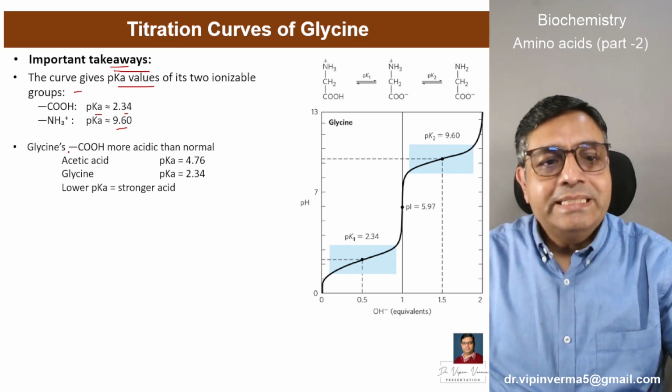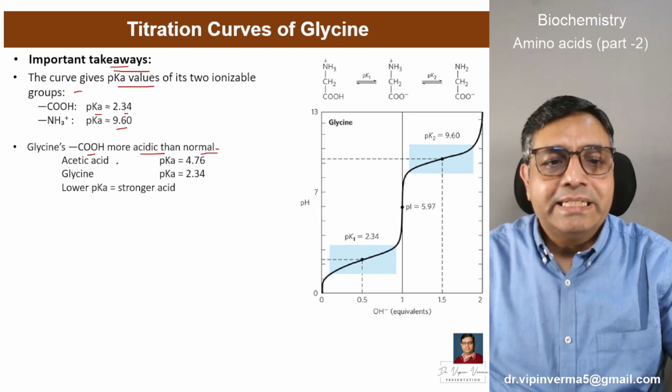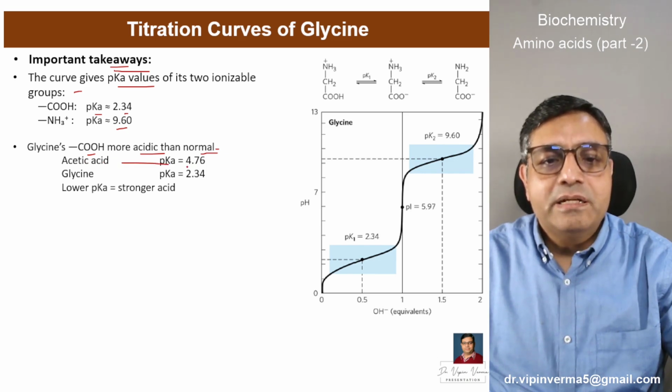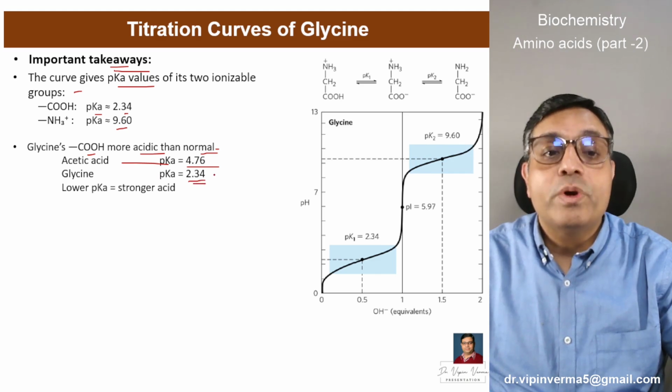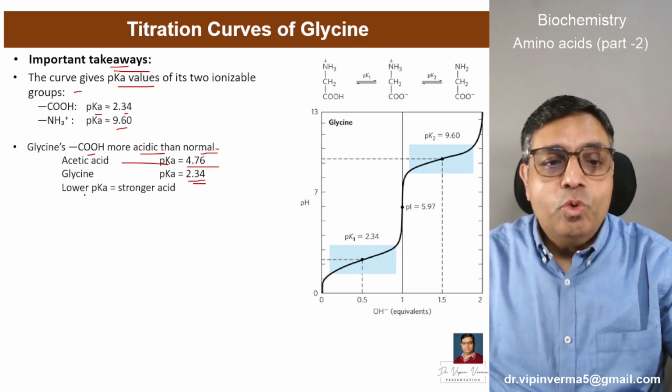Then glycine's carboxylic is more acidic than the normal condition or the normal acids. Now we compared it with the acetic acid. If we see the pKa value of the acetic acid, it comes to be 4.76. But the glycine pKa is less than 4.76. It is 2.34. That is, it is more acidic. All right. So lower the pKa, stronger the acid.